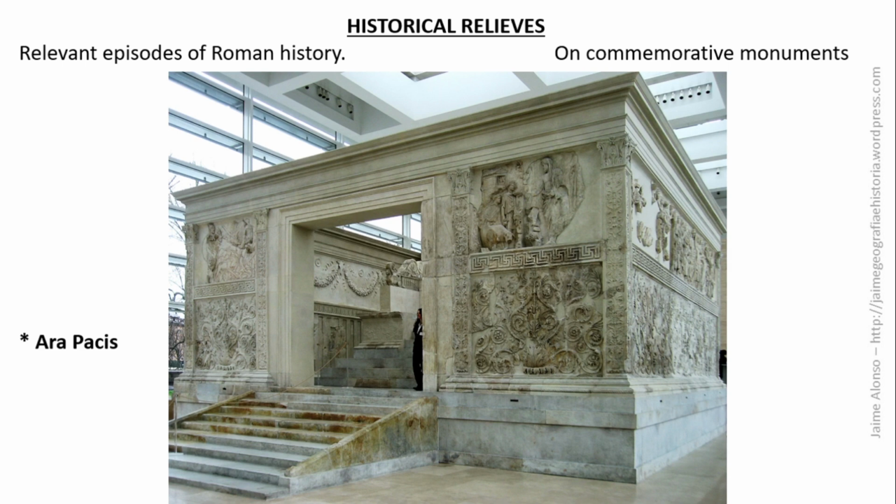In the historical reliefs, we are going to relate with commemorative monuments, and the most important of them is the Ara Pacis. That is the altar of peace that was built during Augustus' empire, and it is also in Rome. They expressed relevant episodes of Roman history, even with main characters such as, for example, Julius Caesar, some priests, some consuls, etc., and also decorated with vegetable motifs.